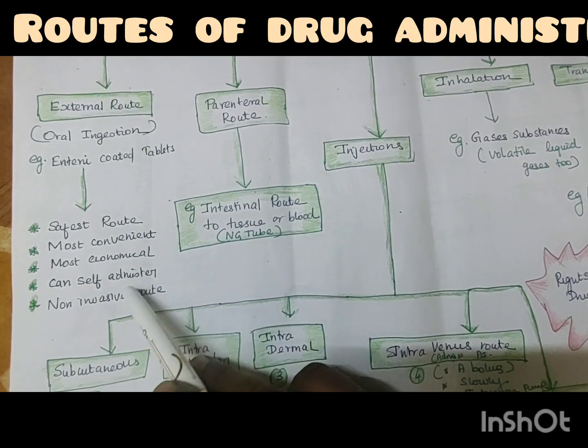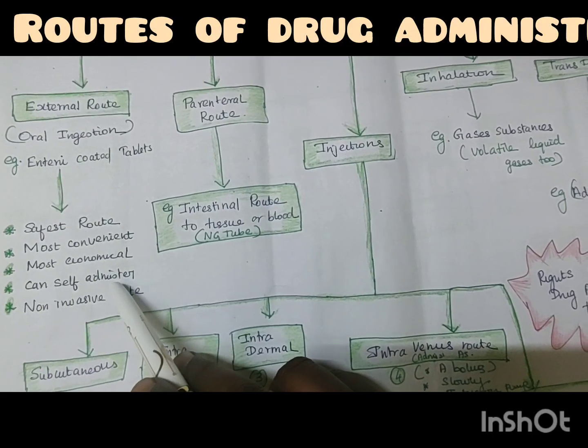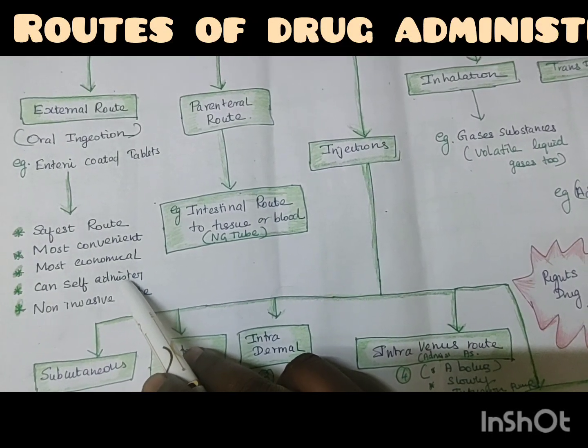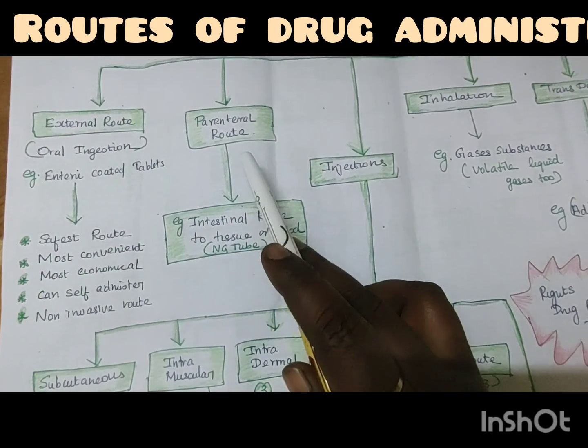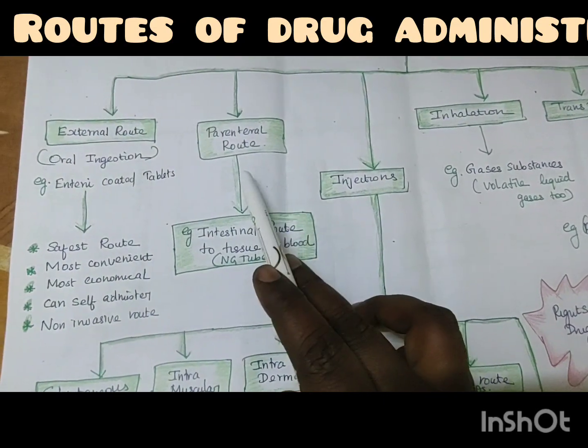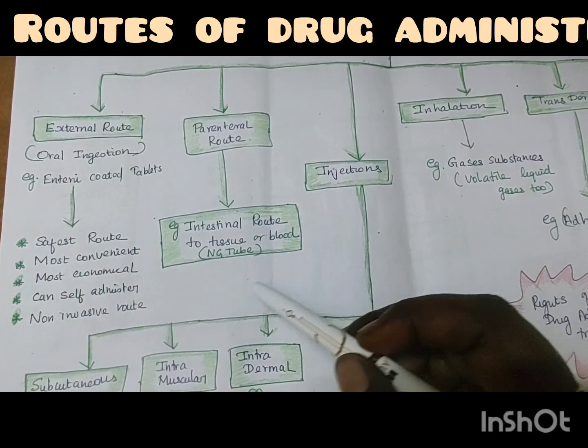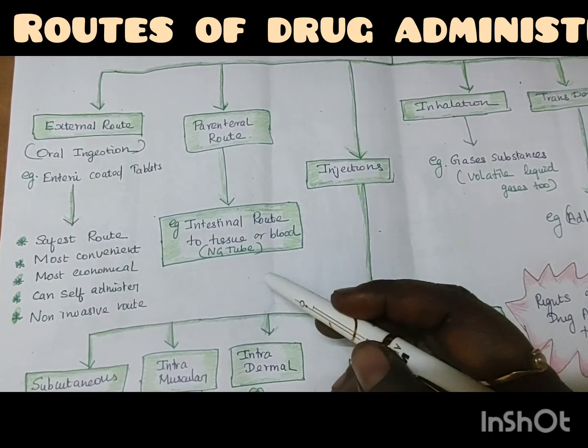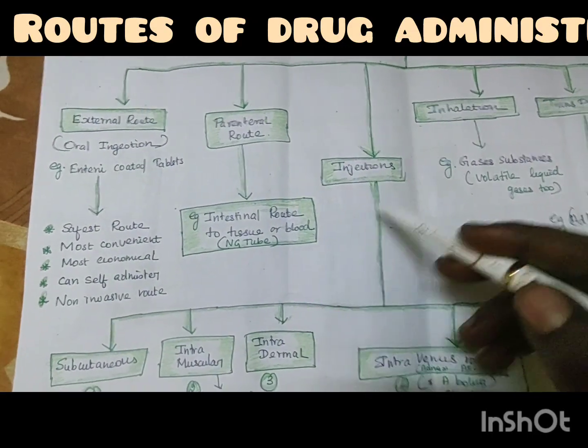What are the benefits? It is a surface route, very easy and economical. It is very safe and non-invasive. Only children are sometimes afraid to swallow the medicine. Otherwise, all people can take the medicine normally without any pain or invasive procedure. Parenteral route, tissue to the blood, NG tube. Through the NG tube, we are sending food and medicine.